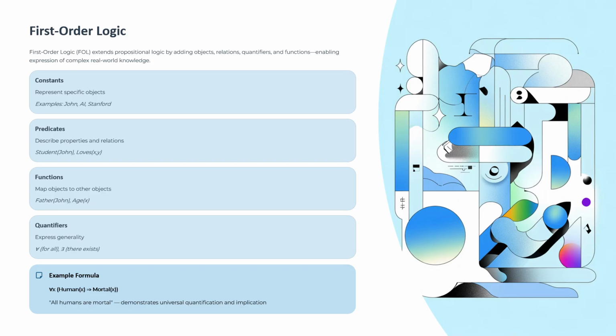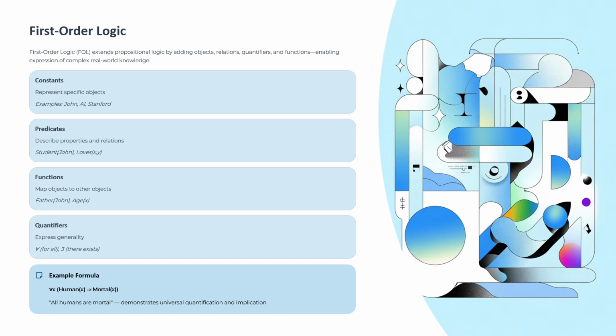First order logic. To overcome propositional logic's limitations, we have FOL, called first order logic. FOL introduces objects, relations, and quantifiers. So it can represent more complex statements like all humans are mortal. The key elements of FOL are: one, constants; second, predicates; third, functions; and finally, quantifiers.